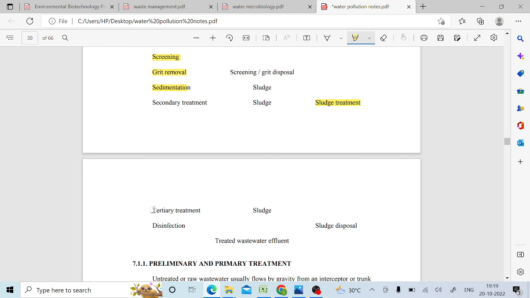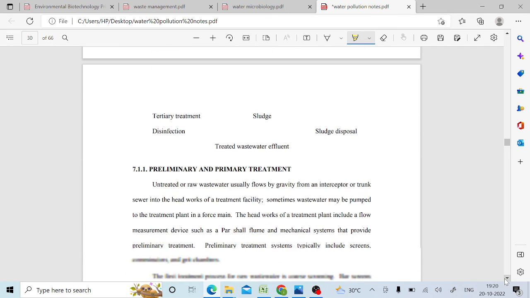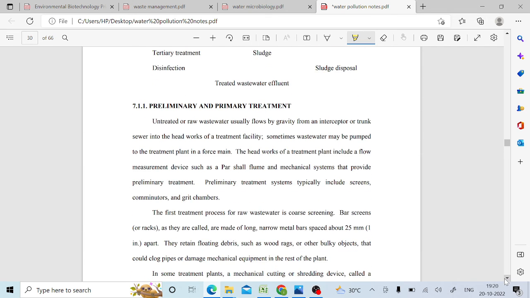Tertiary treatment will also give you sludge, and this sludge will be treated and disposed of. After the tertiary treatment, the water will be disinfected, and this gives you the treated wastewater. This will be released into the environment. Now let us go into the primary treatment.